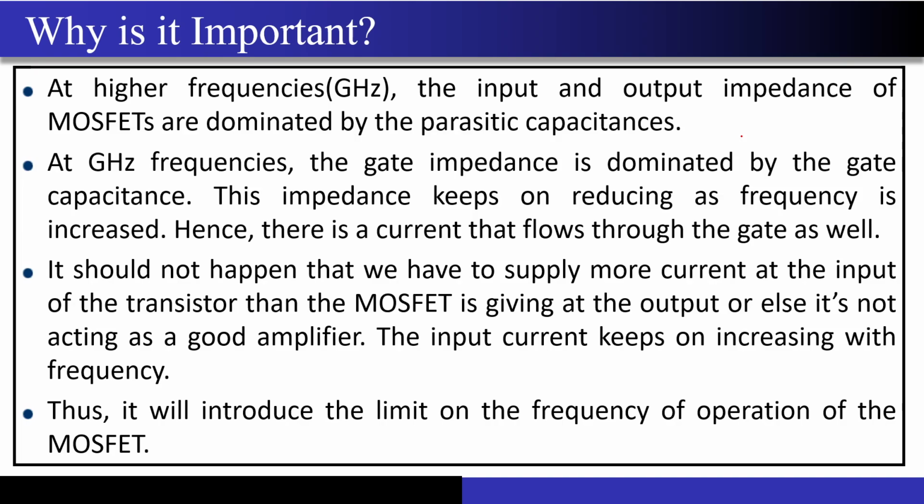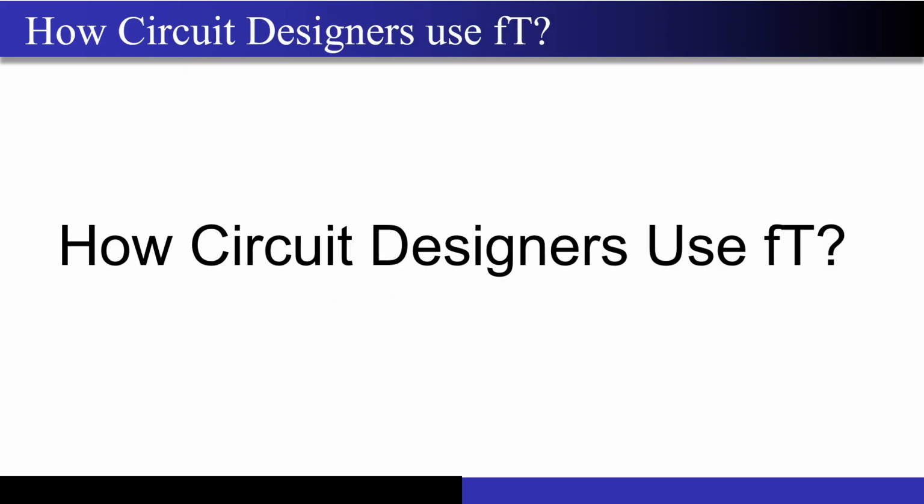So I hope this is very much clear, and this is exactly what has been written over here. Because of the parasitic capacitances, current will start to flow at the input, and this is not a DC current, this is a current at a particular frequency where you want to operate your system. Now once this is clear, let me move on to a very interesting part of today's presentation: how circuit designers take into account this FT.